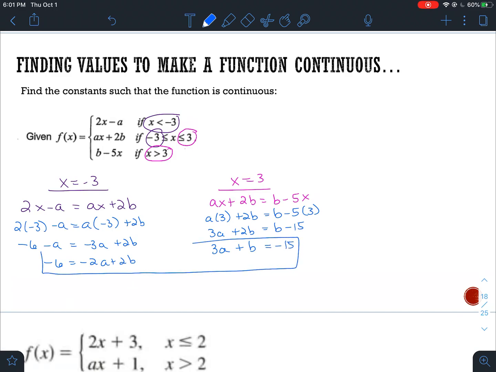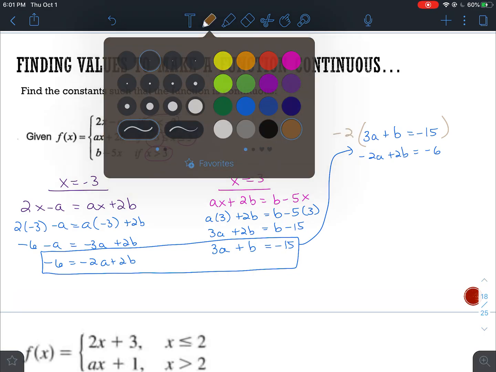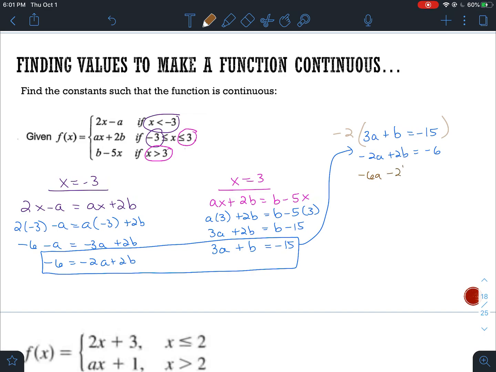Now notice I have two equations with two variables. I can set up a system and solve this for a and b. So 3a plus b equals -15, and -2a plus 2b equals -6. I'm just going to multiply that first equation by -2, and it's going to become -6a minus 2b equals 30. I'm going to solve using elimination, so I'll add all my pieces. So -8a is going to equal 24, and if I solve for a, it's going to be -3.